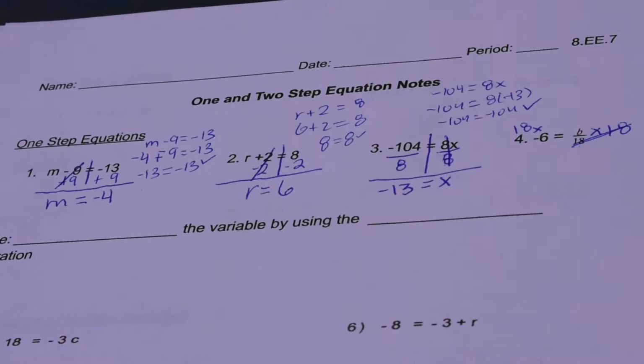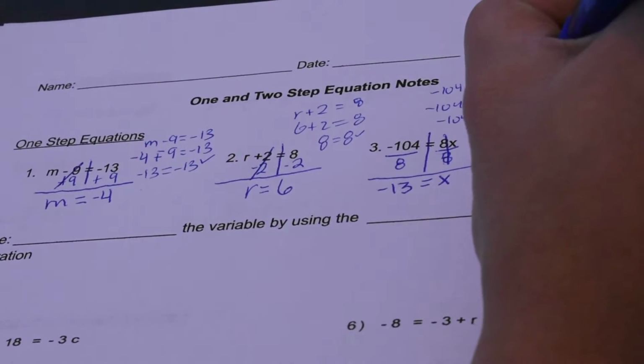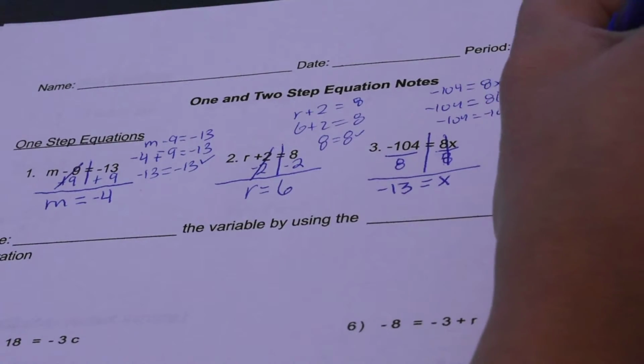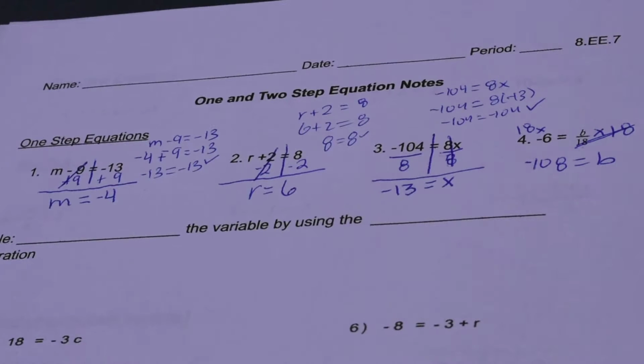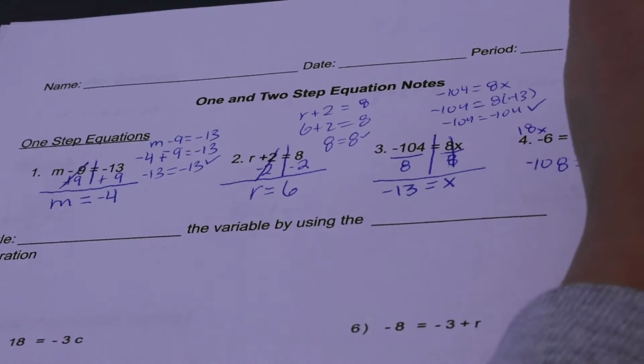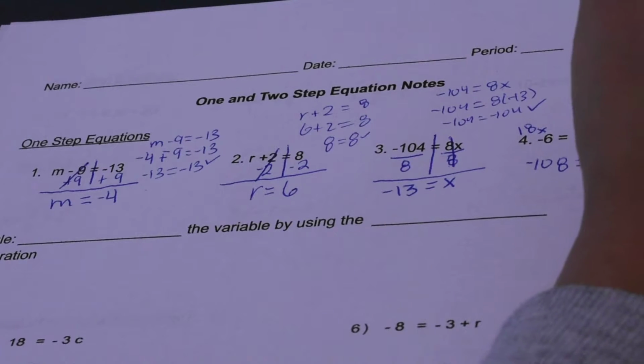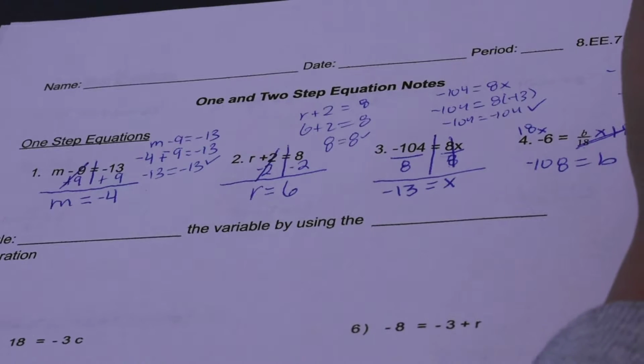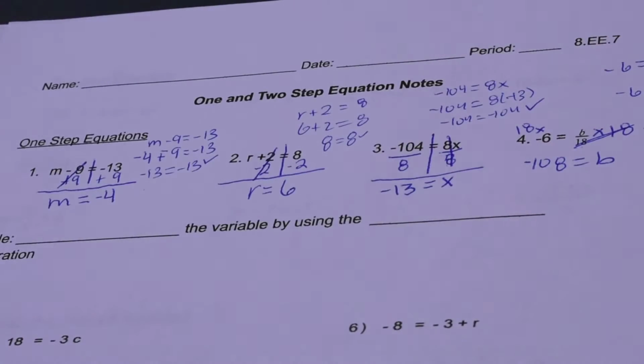So 18 times negative 6 is negative 108 equals b. And I can check that. Negative 6 equals b over 18. Negative 6 equals negative 108 over 18. Now I know negative 108 divided by 18 is negative 6. I got it. All right.